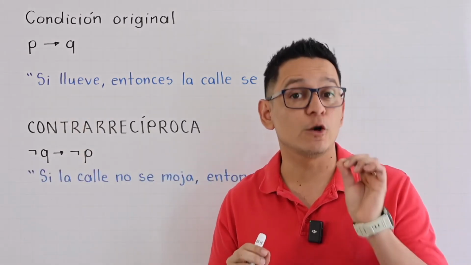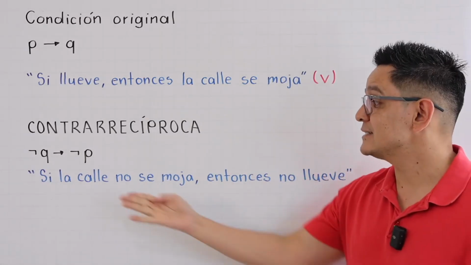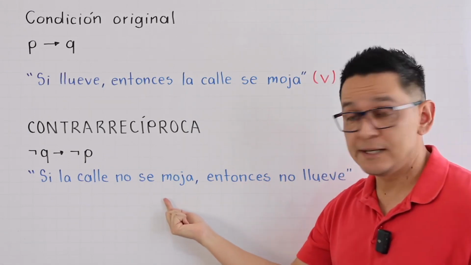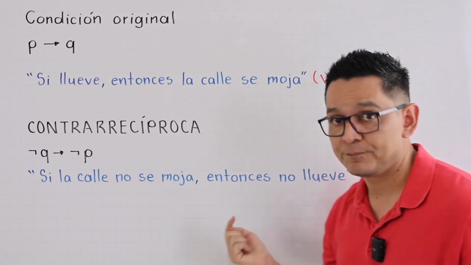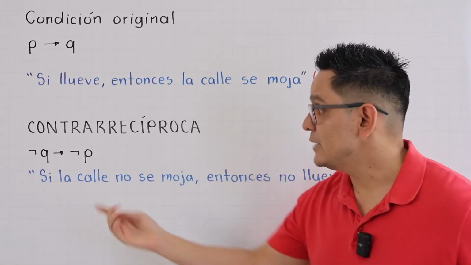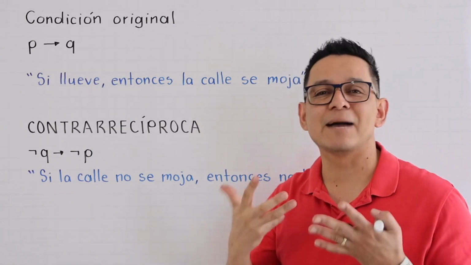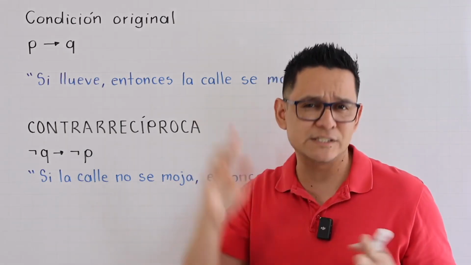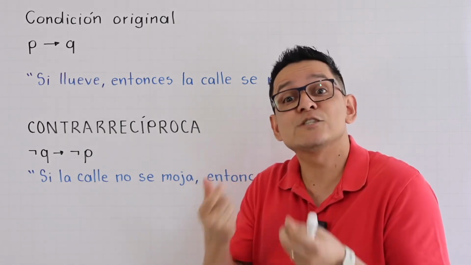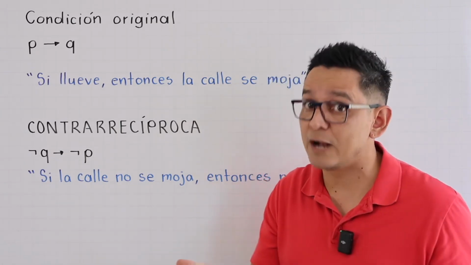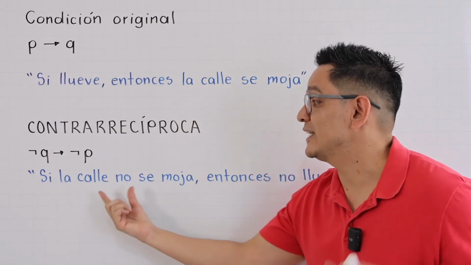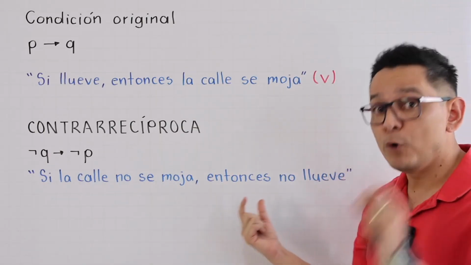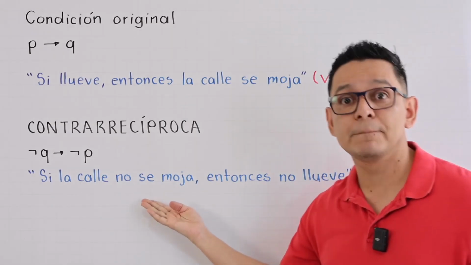Once again, let's analyze it step by step so we can determine if this proposition is true or false. It says, if the street doesn't get wet, then it doesn't rain. Let's go out again and observe that the street is not wet. Does the fact that the street isn't wet necessarily mean that it's not raining? Well, yes, because if it were raining, then the street would be wet. In this case, then, the fact that the street isn't wet does imply that it's not raining. Therefore, this proposition will be true, right?